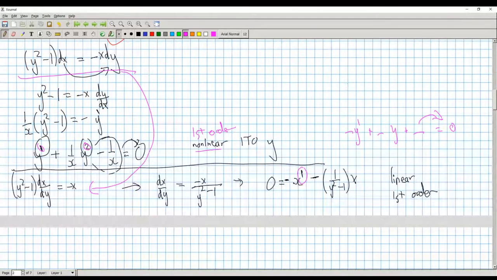The common form that you'll cover soon is p of x times y prime plus q of x times y equals 0. This is how you'll be given your equations, or how you'll be wanting to work them out in that form. The reason why we use this form is because it's easy to manipulate.